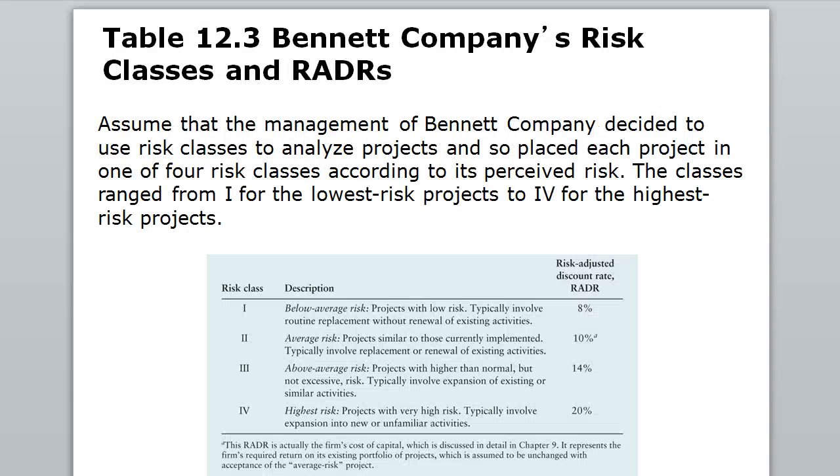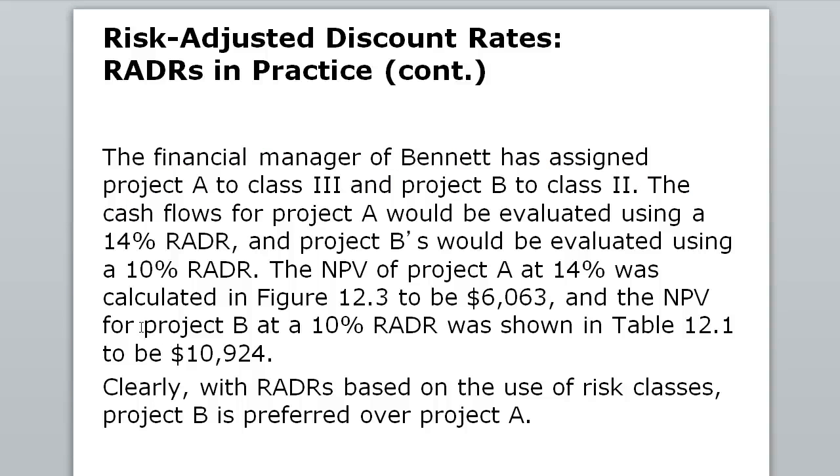Okay, so we could have risk classes. Another thing we could do to help determine the RADRs is to decide on different risk classes to analyze projects. So we can have risk classes, say from risk class 1 through 4, 1 being below average risk and 4 being the highest risk. And then we could make an adjusted discount rate based on these risk categories. So it's just another way of trying to formalize the process of how we're going to adjust the discount rates based on risk. So we could use this risk classification schedule as an example.